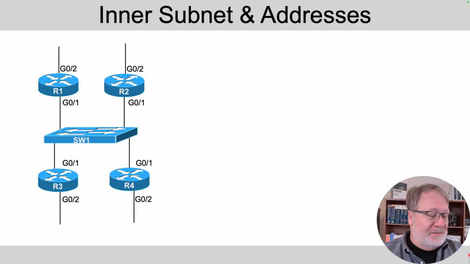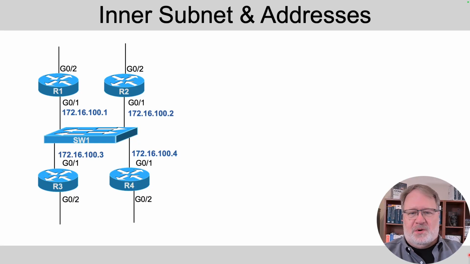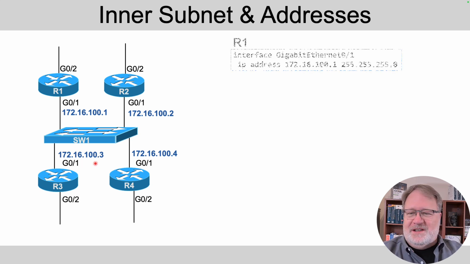Well, for that inner subnet, the math was the easiest part versus the other subnets, right? So here are the 4 addresses that you should have come up with. The instructions said use .1, 2, 3, and 4 for routers 1, 2, 3, and 4. So that was easy enough, right?